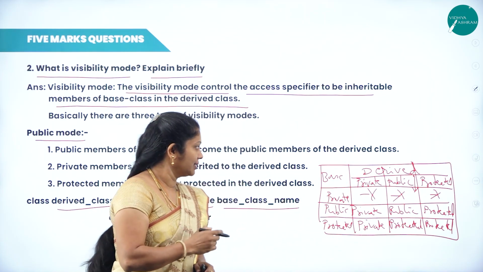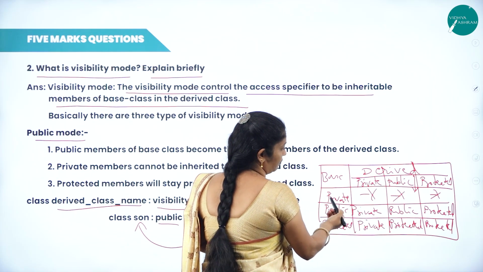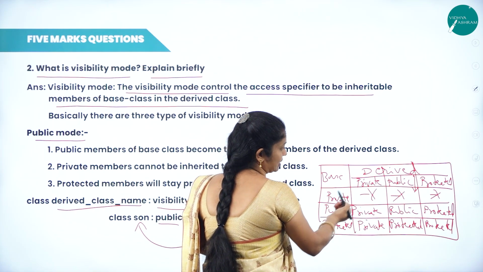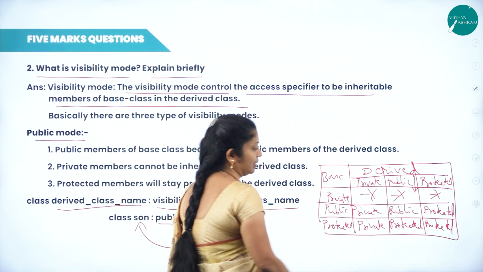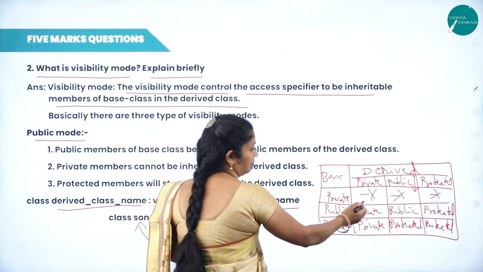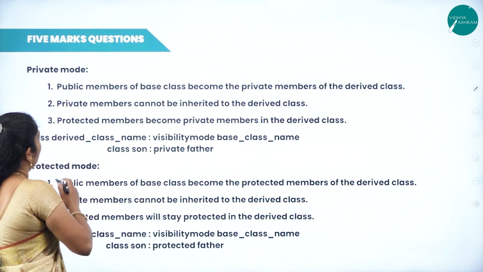And if you write this table, here in public mode, the first point is that private members of the base class cannot be inherited in the derived class, public members become public in the derived class, and protected members stay protected in the derived class. Like this you can explain.